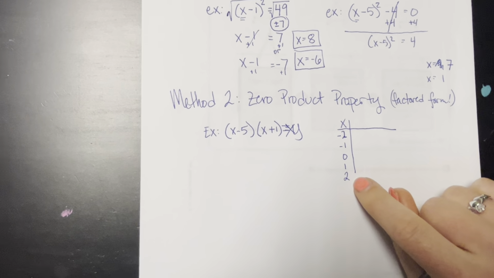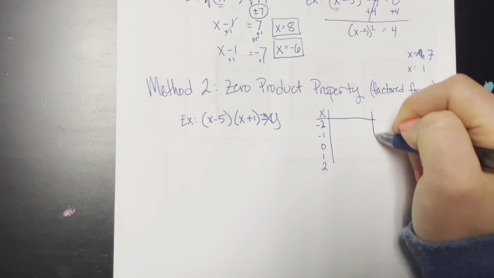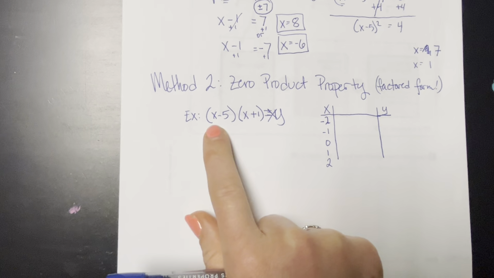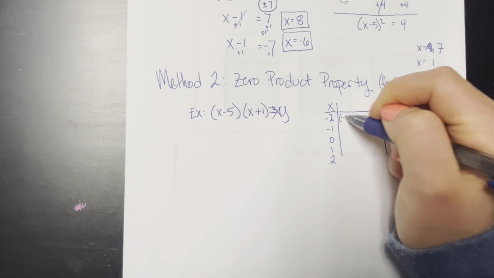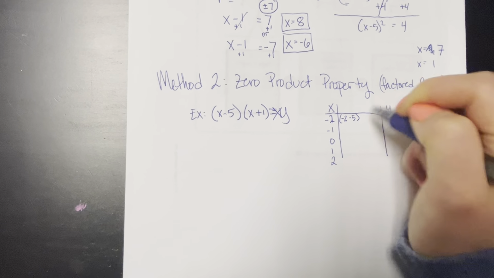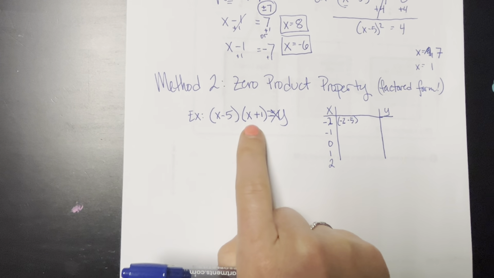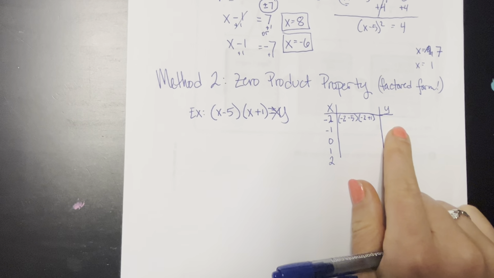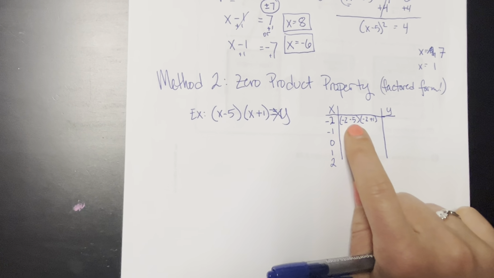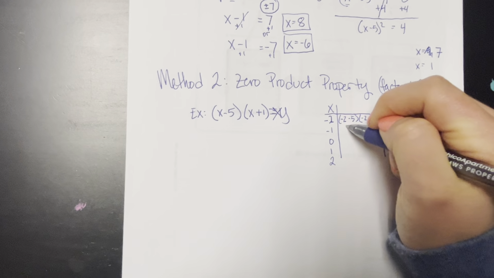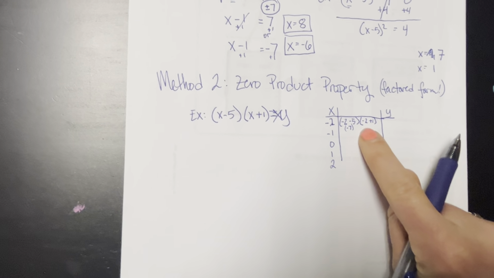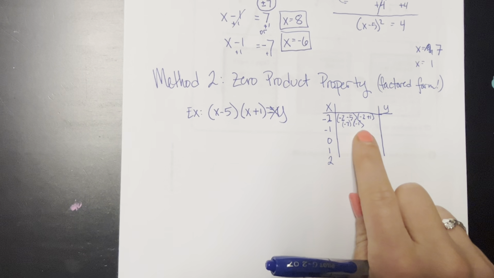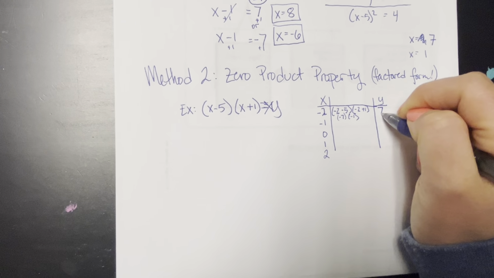So for this function, if I plug in -2, I'm going to leave some space for some math before I get my output. If I plug in -2, I do -2 minus 5, so I'm plugging it in right here, and -2 plus 1. What's my output going to be? Well, -2 minus 5, I do parentheses first, that's -7. -2 plus 1 is -1, and then I multiply them. -7 times -1 is 7.